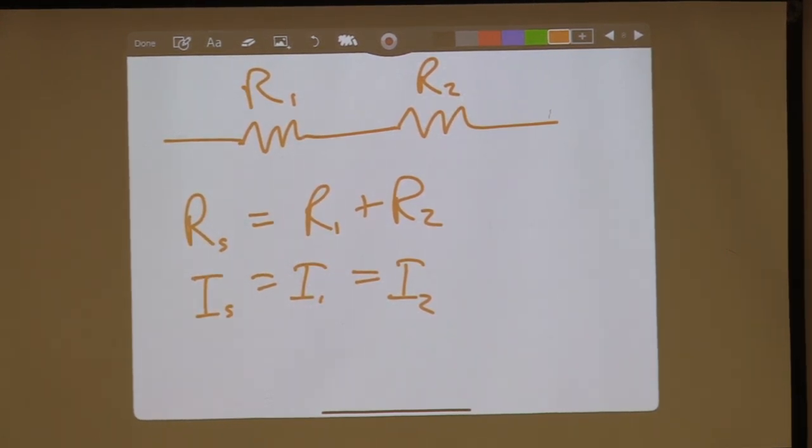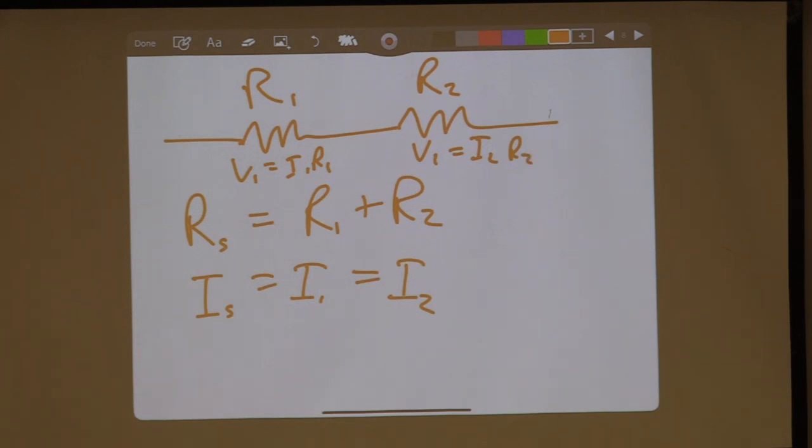The voltages, V1 and V2, how would we get those? I know I now, and I know R from the given information. How would I find V? Yep. V equals I times R. So V1 is I1 R1, and V2 equals I2 R2. Not too bad.